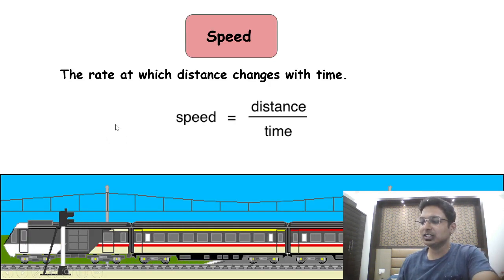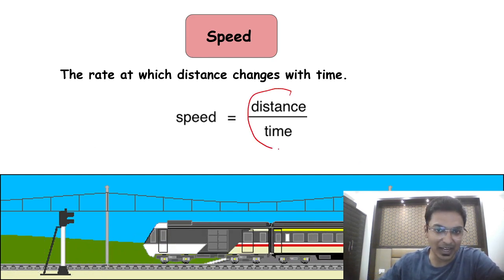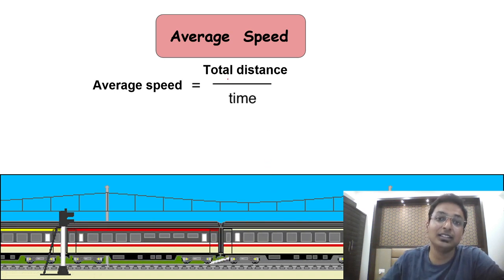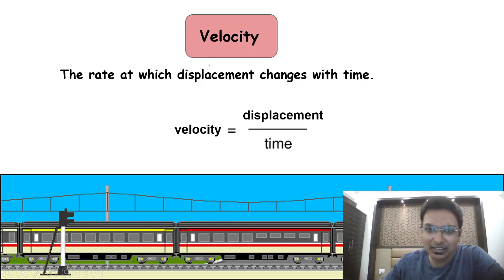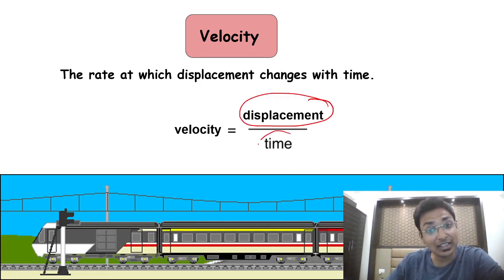If you see what is speed, so guys, speed is simply distance upon time, right? Speed is distance upon time. All right, what is average speed? It is the total distance upon the total time. Similarly, velocity is simply displacement upon time. These are the basic definitions done in class 10th also.